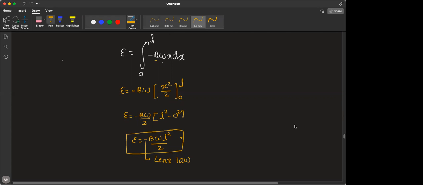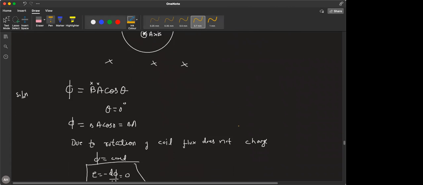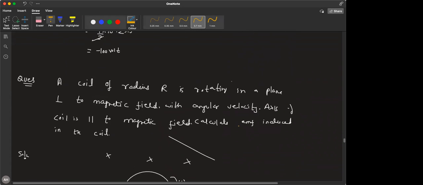Okay, so that was about motional EMF. Now, in the next class, we will start induction. Just two topics are left: one is self-induction, and another is mutual induction. So, let's start our revision for JEE.